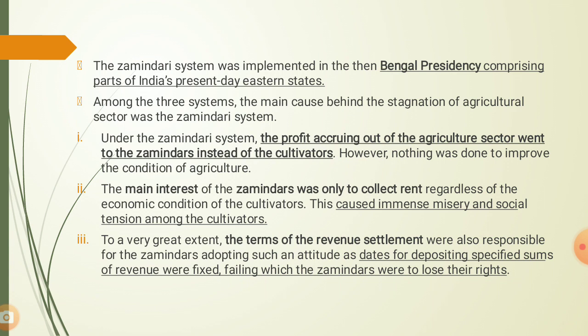Now, the second thing was that the main interest of zamindars was only to collect rent, regardless of the economic and social conditions of the peasants.